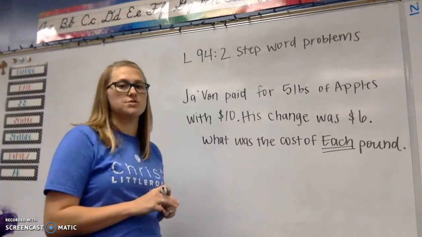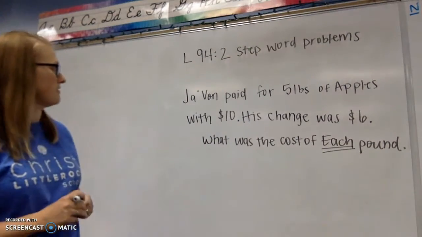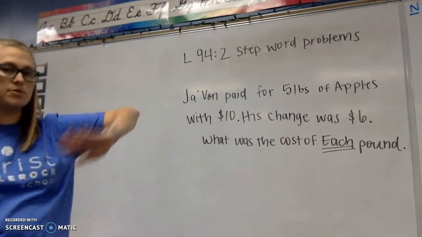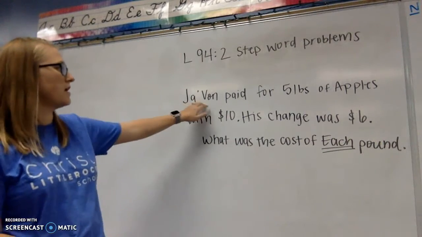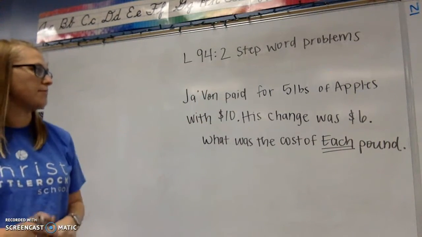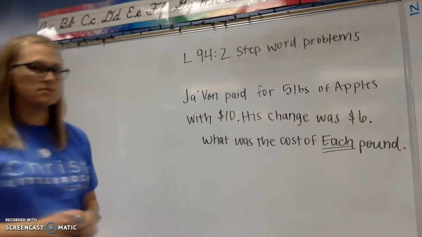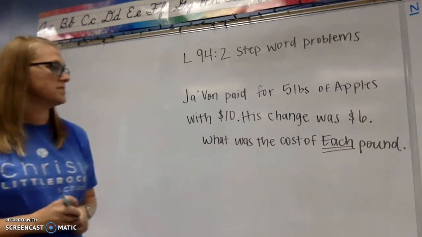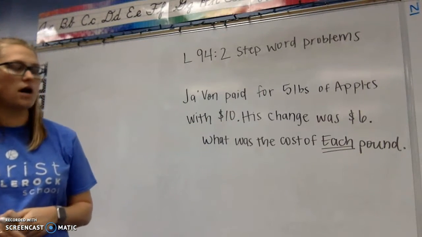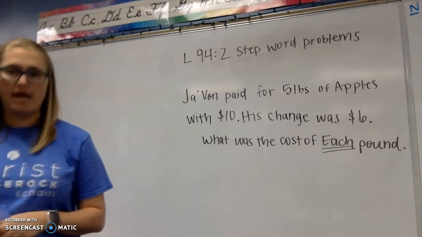Second part of our two-step word problems, you'll see ones that look like this. This is example 2 in your book if you want to follow along. Javon paid for 5 pounds of apples with $10. His change was $6. What was the cost of each pound?